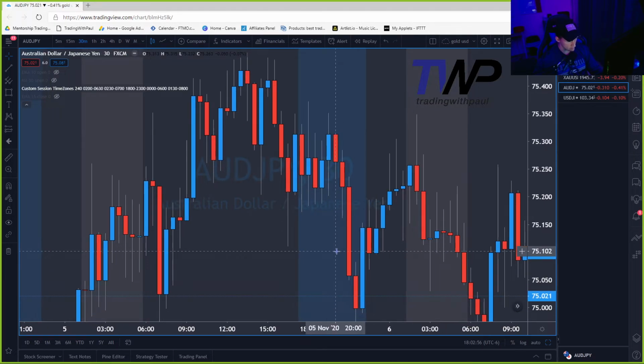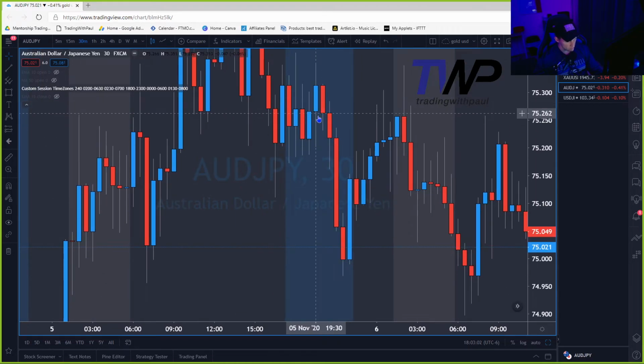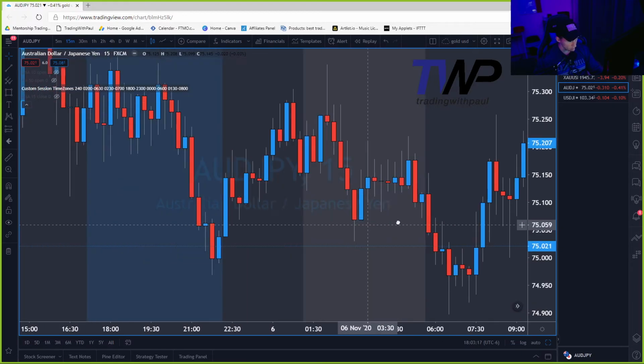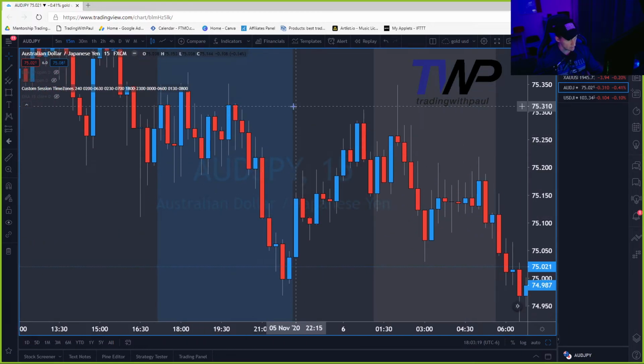You could have maybe entered here on this one, but this was just really, really messy. You can see a resistance here again, and then price pushed up. So this would have ideally been a sell, but I bet on the smaller time frames we could have found where that would have been turning to a buy.